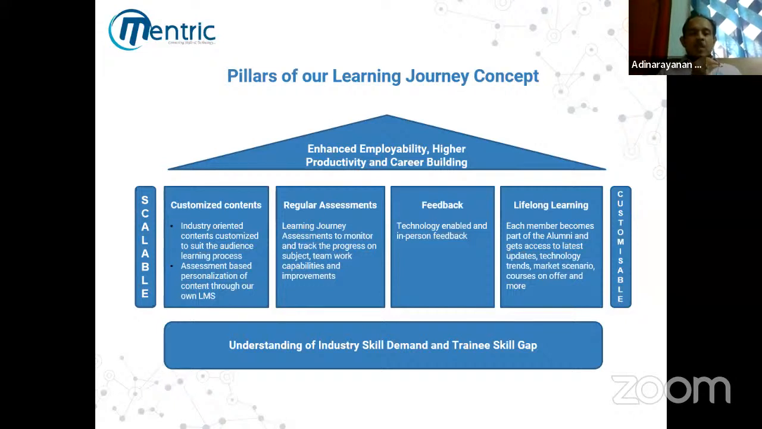Our foundation is understanding the industry and understanding you, the trainee, what gaps you have, and how we plug the gap. And our objective is to enhance employability, higher productivity, and career building for the students. So that is how we work on the learning journey.